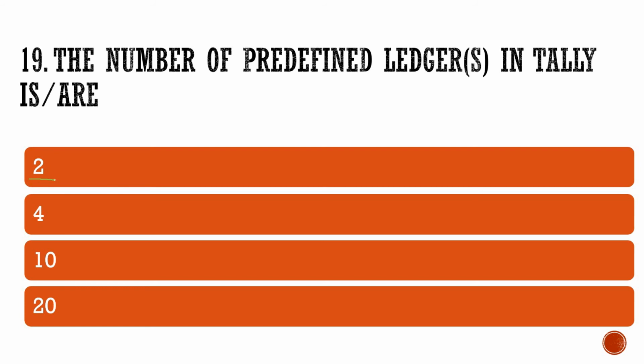Cash can't be changed, profit and loss can't be changed. So Tally has already predefined 2 ledgers. Which are they? One is cash and another is profit and loss account. So the option over here is 2.